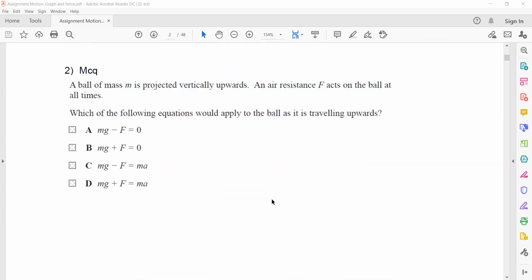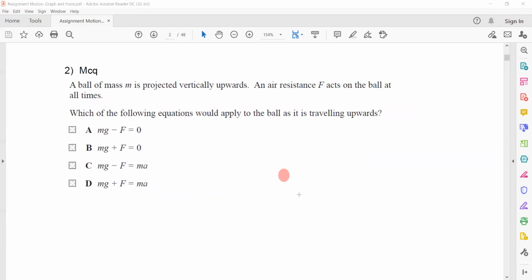Next question. A ball of mass m is projected vertically upward. An air resistance F acts on the ball at all times. Which of the following equations would apply for the ball as it is traveling upward? As the ball is traveling upward, it is decelerating basically because the speed will decrease. And whenever acceleration or deceleration is there, there should be a resultant force.